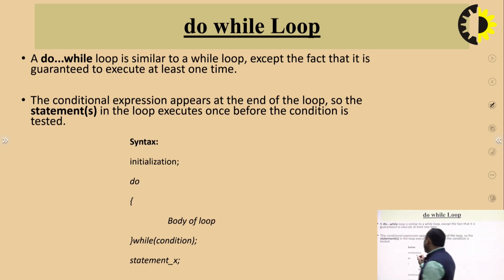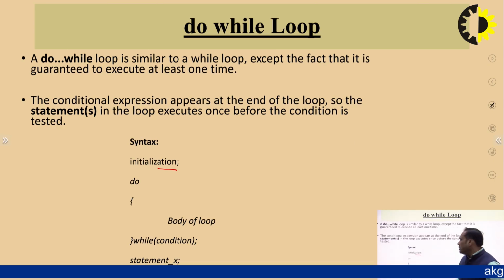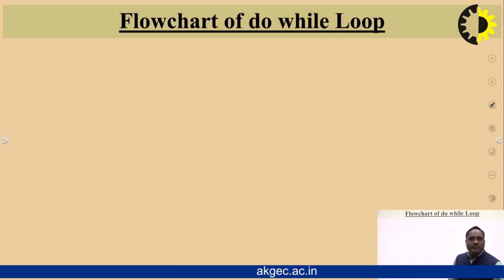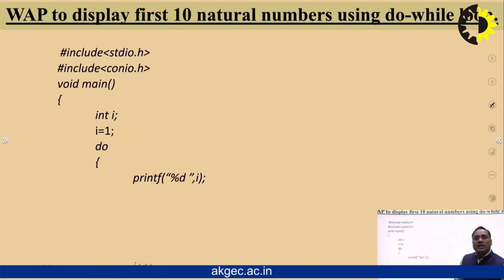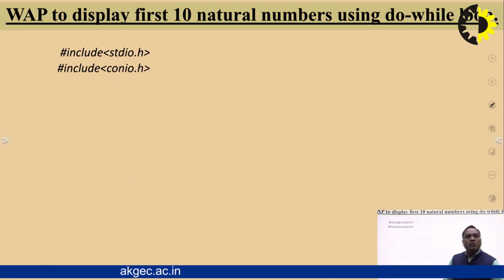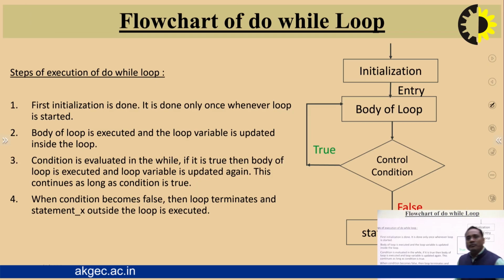Similarly, we initialize, no issue. This is the declaration of the do while loop. We have declared the do while loop and at the end the while keyword checks the condition. If the condition is true, we get the statement. If the condition is false, we do not get the statement. So by using the flow chart, we can show how the do while loop basically works.